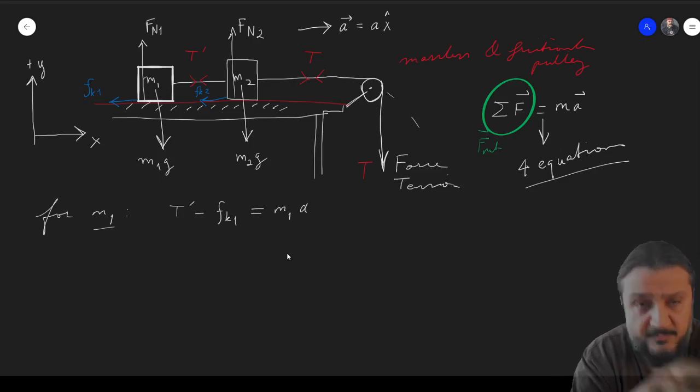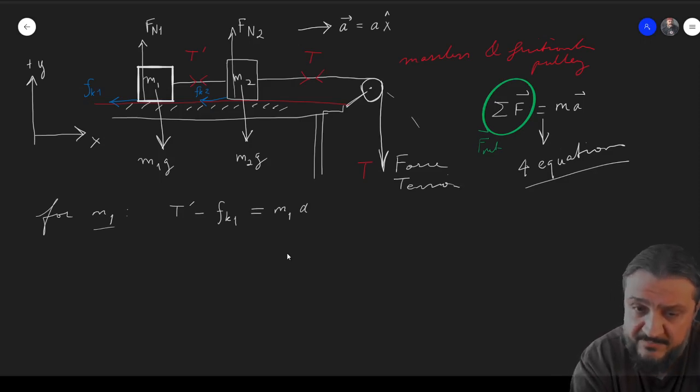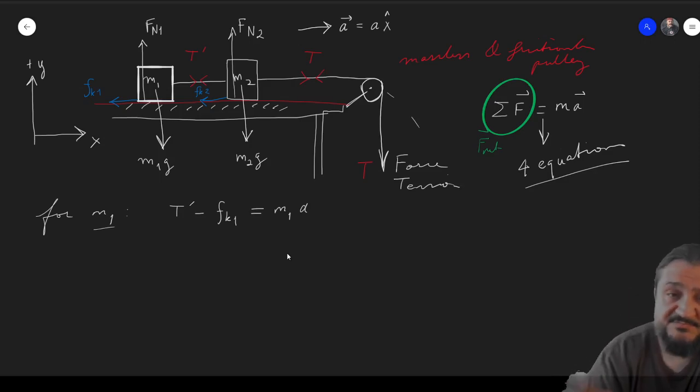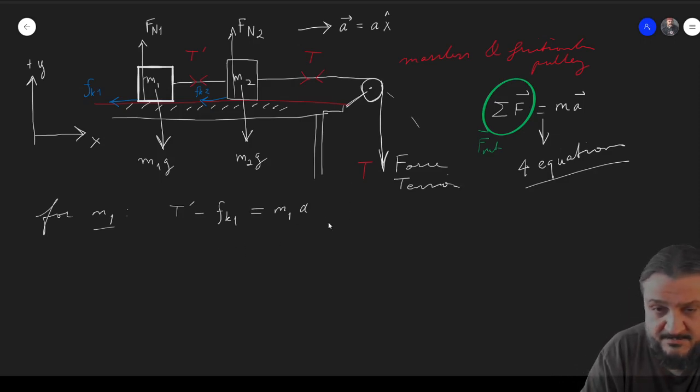That's it. For M1, along the x direction, you have this equation that is Newton's second law. This is from the x direction. What about the y direction?